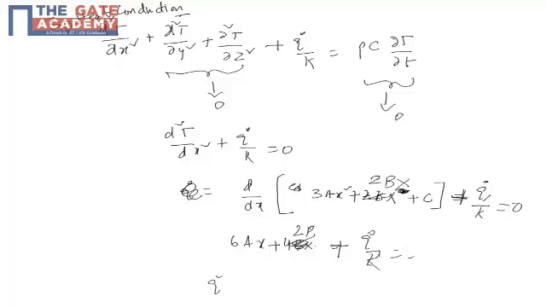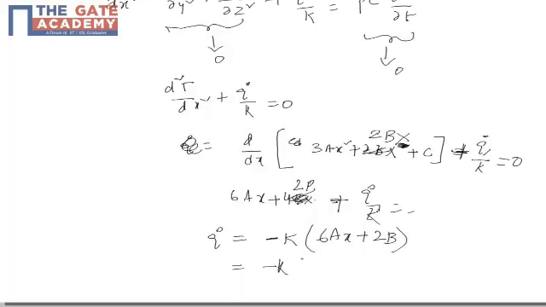Now the q dot, when you take it to that side, it's minus k times 6ax plus 2b. So at x is equal to L by 2, you want at the mid of the slab, so 6a times L by 2 plus 2b. So this value is minus k times 3aL plus 2b. So 3aL plus 2b with the minus sign, minus k.